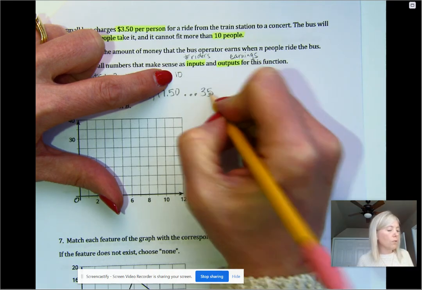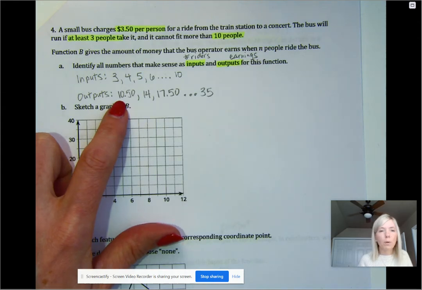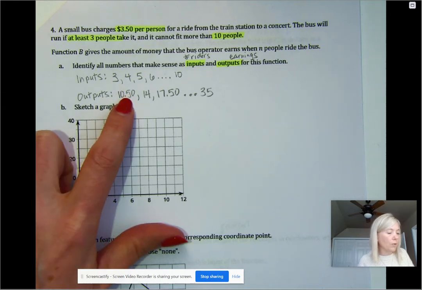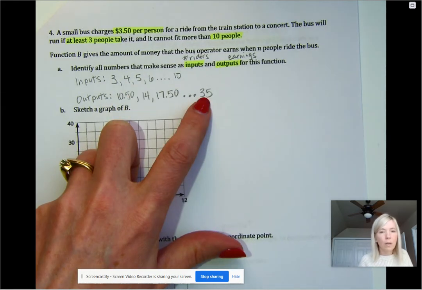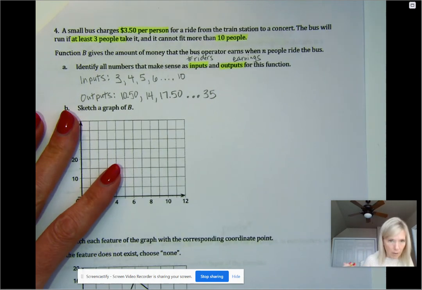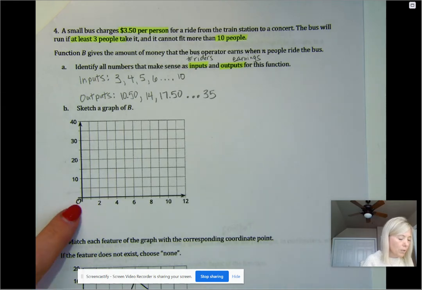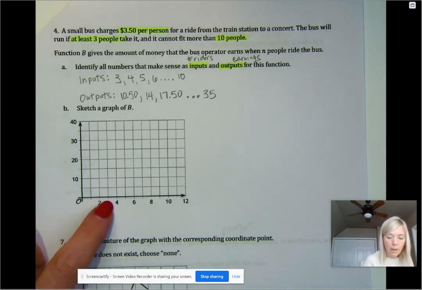So that's why the answer for the output is multiples of $3.50 between $10.50 and $35. Every time a new rider is on the bus, the driver is making $3.50 more. So to graph that, there's not going to be an input value until we get to 3.